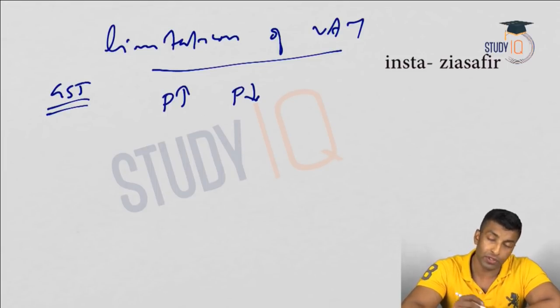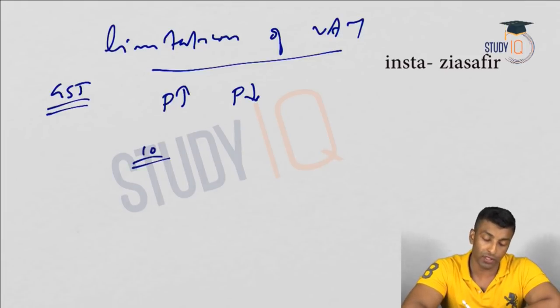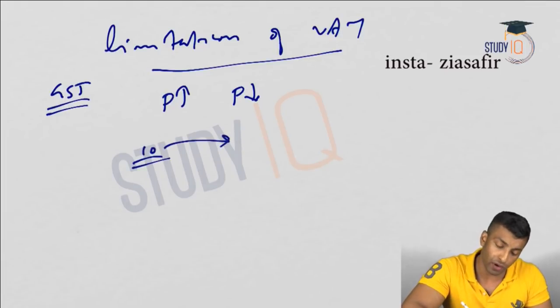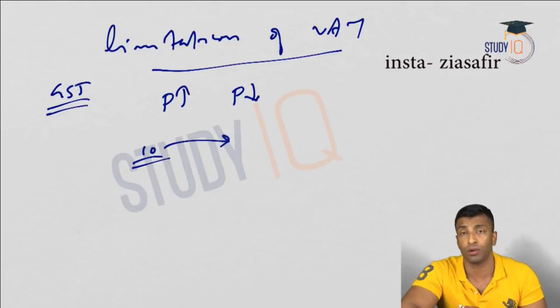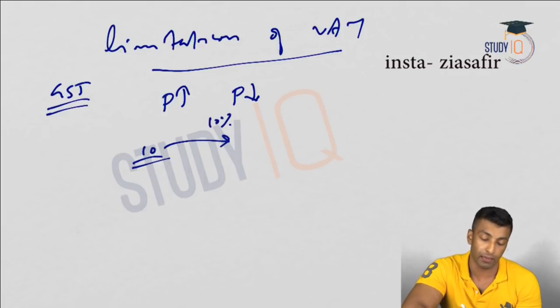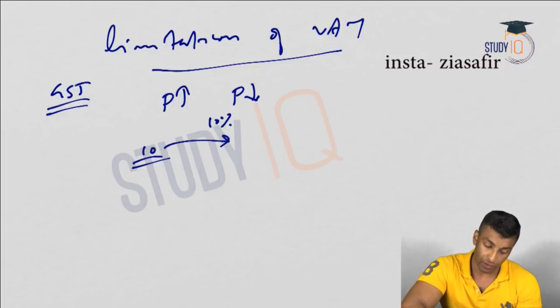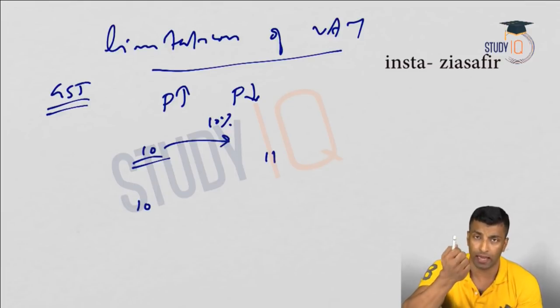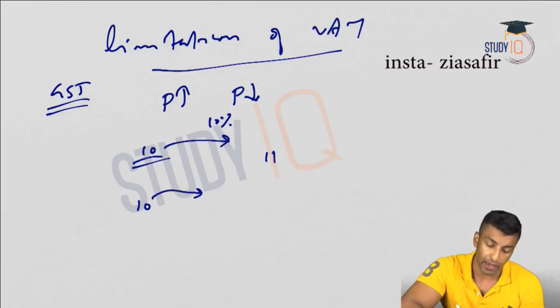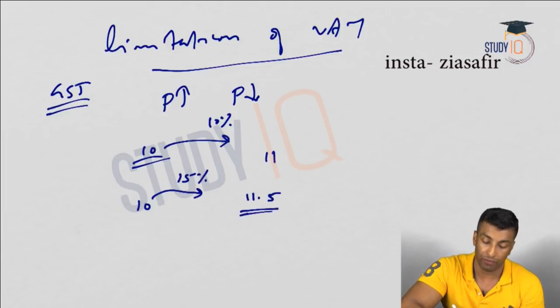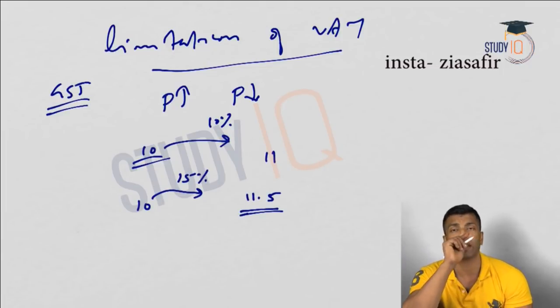Now see, let's suppose this pen costs 10 rupees, and before, you needed to pay excise tax or sales tax, let's say 10%. What will be the tax amount you need to pay? 1 rupee, and the price will be 11. Now the pen costs the same 10 rupees, and you need to pay, let's say, GST at 15%, so it will become 11.5. So you can see there is an increase in the price.